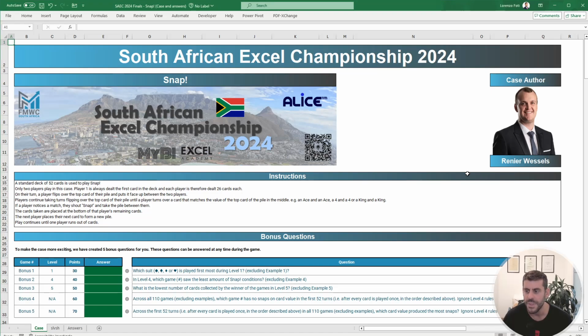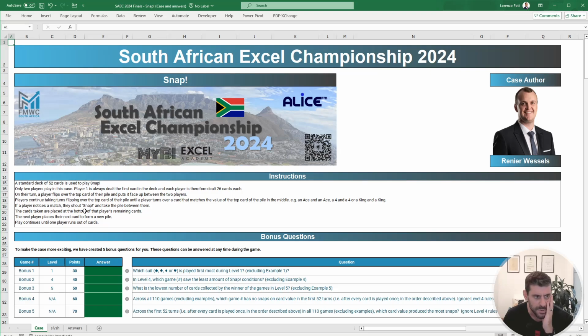Okay, let's go. So standard 52 cards, only 2 players playing this case. Player 1 is always the first card in the deck. Each player is therefore dealt 26 cards each. On their turn, a player flips over the top card of their pile and puts it face up between the 2 players. Players continue taking turns flipping over the top card of their pile until a player turns over a card that matches the value of the top card of the pile in the middle. For example, an ace and ace, 4-4.